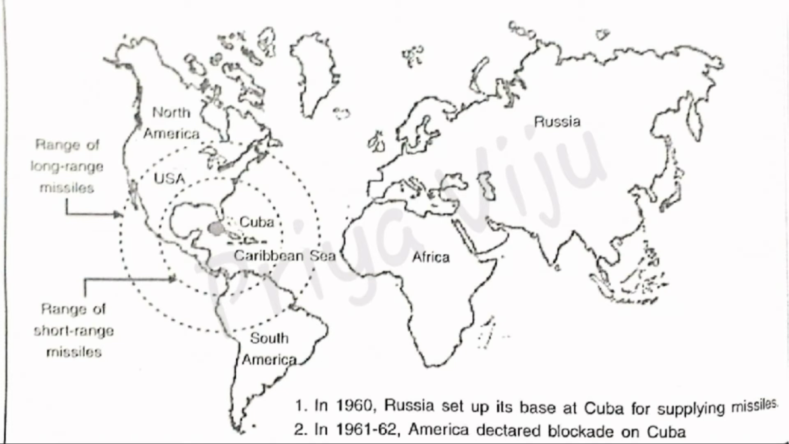So America is having their land already. They are having their long range missiles ready to attack Cuba. And Russia, look at its position, across Africa is Russia. Russia was ready with their missiles and their weapons. And this is the situation. You should understand this thing. Okay.